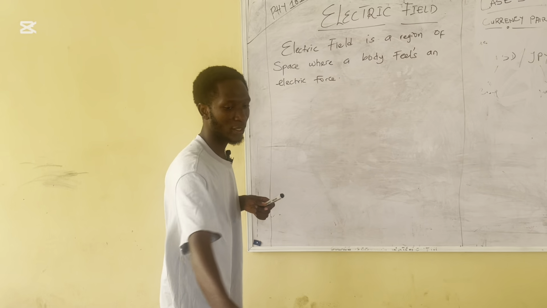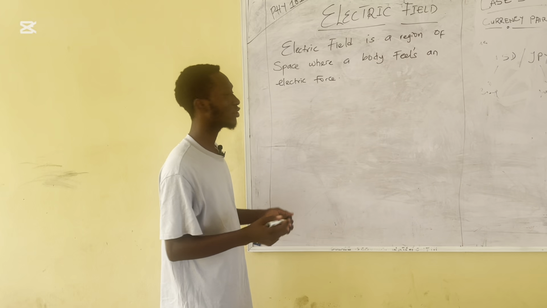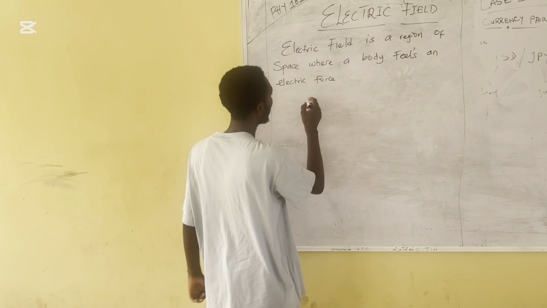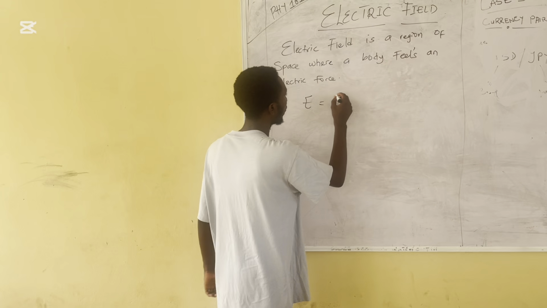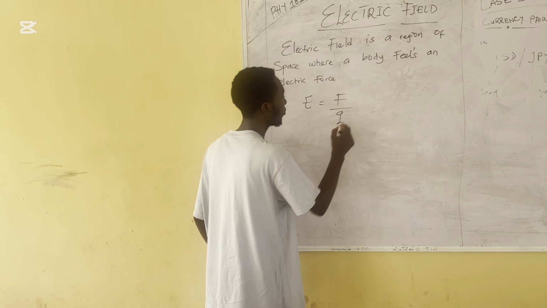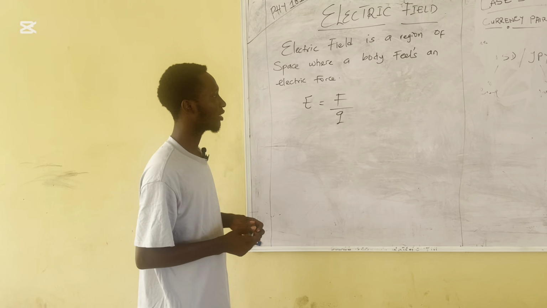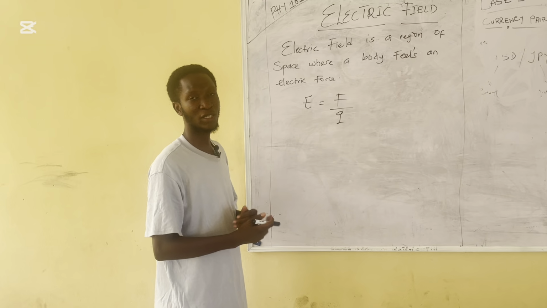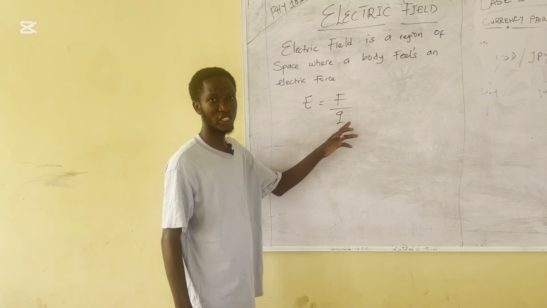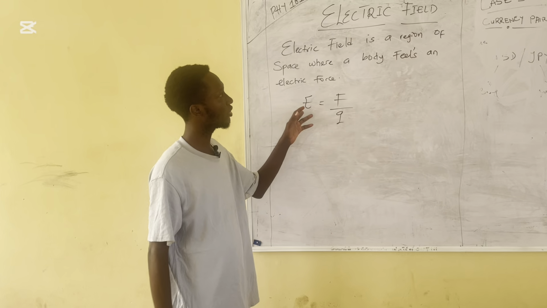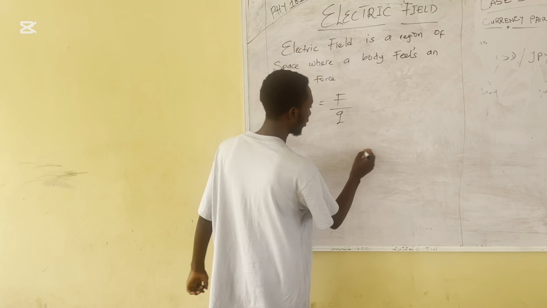Now, by formula, the formula to calculate the electric field, which is denoted by E, is F over Q. So this is the formula to calculate the electric field. And it is the force that is required to move a charge. That is what will determine the electric field strength. Let me show you an illustration.